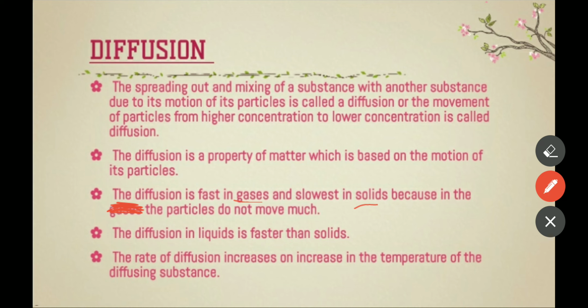The rate of diffusion increases with the increase in the temperature of the diffusing substance. So when the temperature of the diffusing substance increases, the rate of diffusion also increases. Increase in temperature means increase in diffusion. What is this known as? The rate of diffusion is directly proportional to the temperature. Alright, so this is about diffusion.